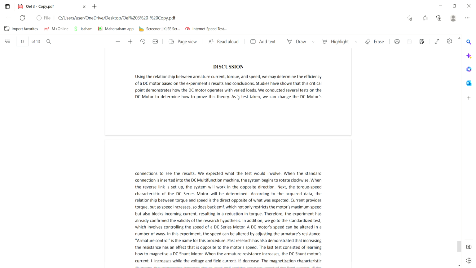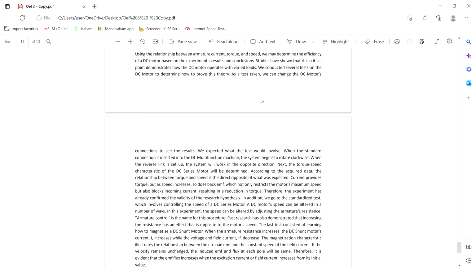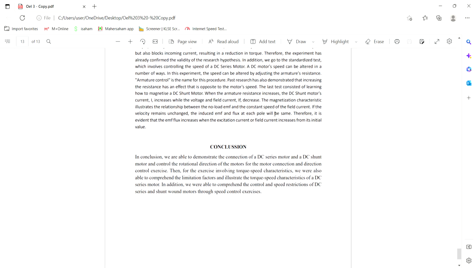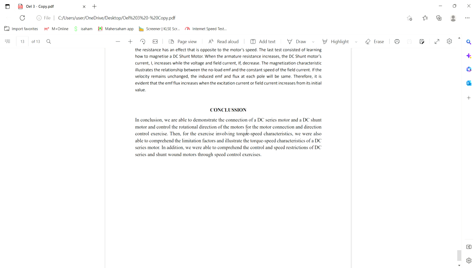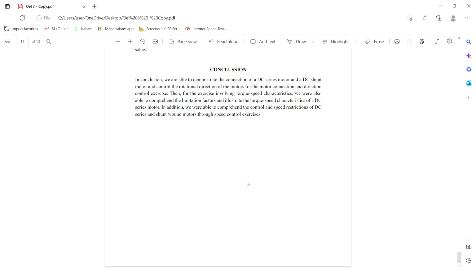So this is the discussion for my report, and this is the conclusion. So in conclusion, I can conclude that we are able to demonstrate the connection of DC series motor and DC shunt motor, and the control of the direction of the motor for the motor connection and direction control exercise.